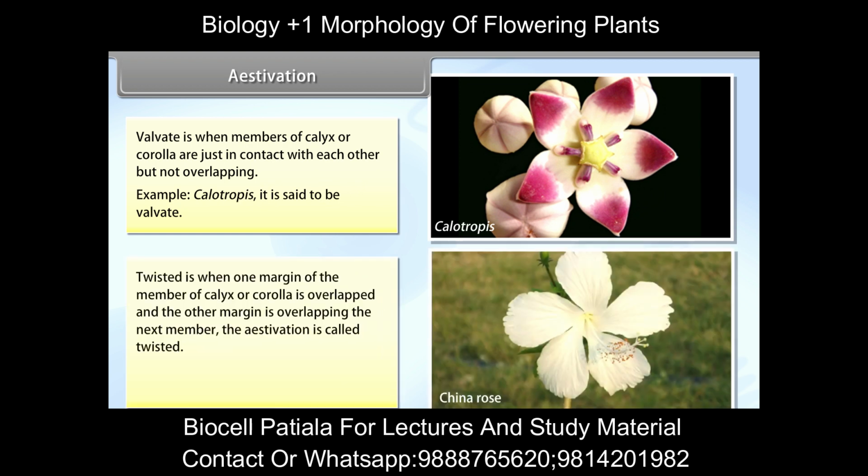Twisted is when one margin of the member of calyx or corolla is overlapped and the other margin is overlapping the next member. The aestivation is called twisted. Example, China rose, lady's finger, and cotton, etc.